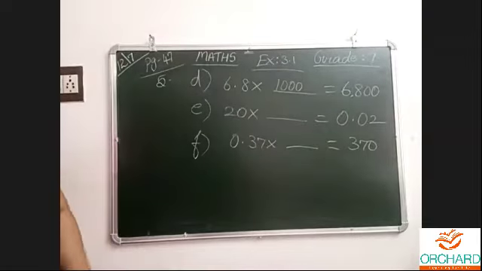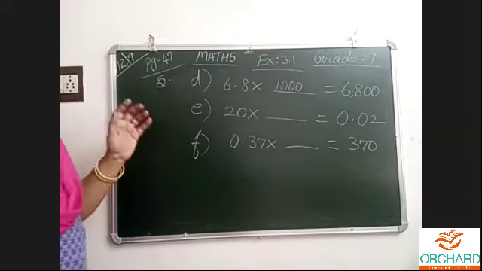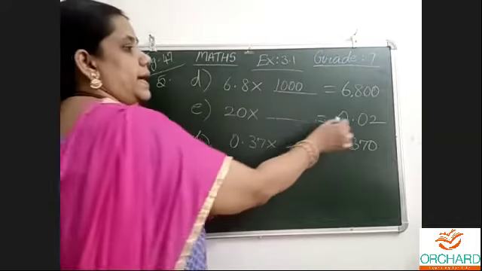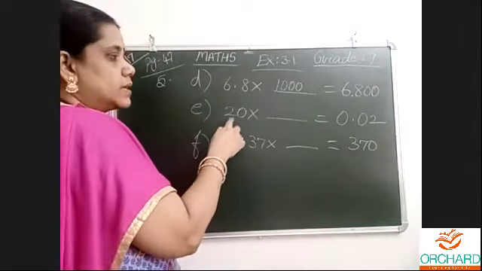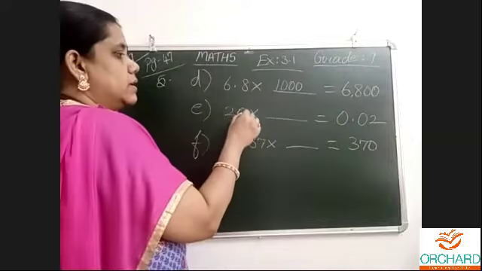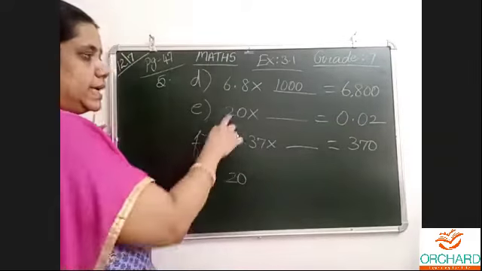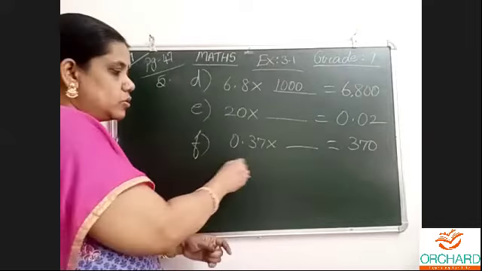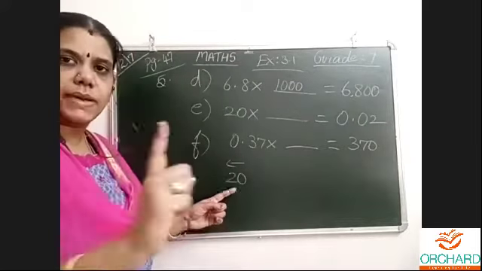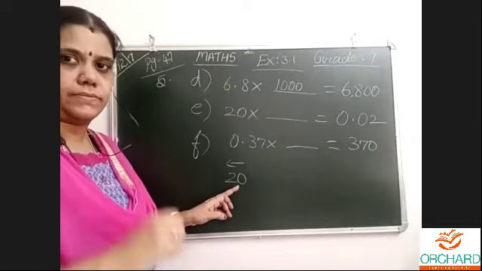Next. 20 multiplied by dash is equal to 0.02. Now we need to divide. Whenever we get a result like this, it is dividing. See here, what is this? 20. If we divide by 10, the point will move one place to this side. So we will get 2.0 if we divide by 10.